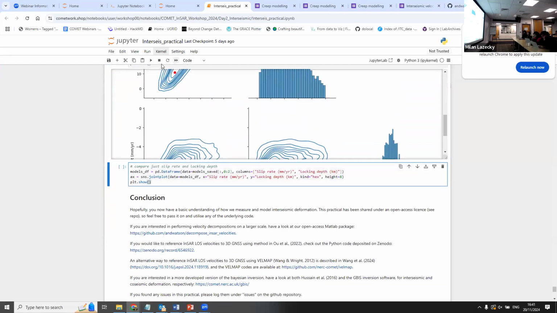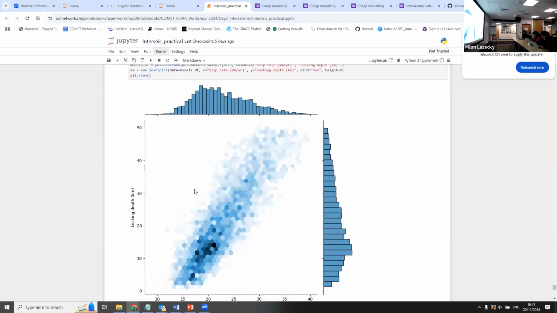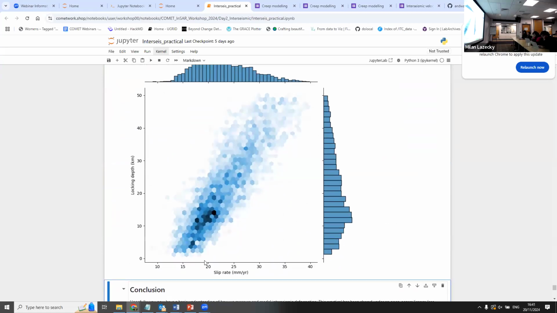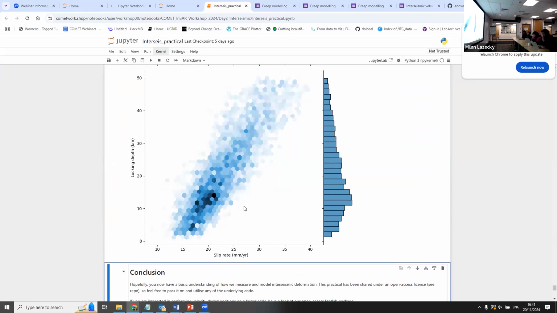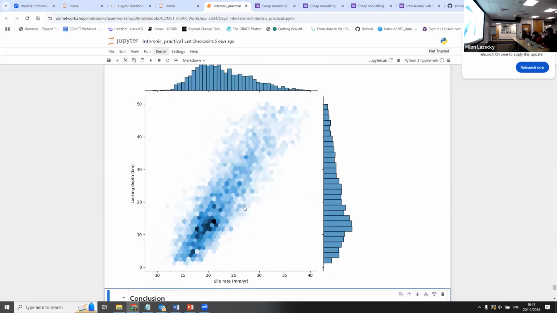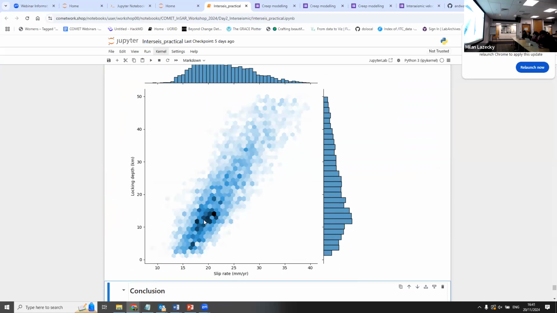So finally, you can also look more clearly at this correlation between locking depth and slip rate. Although there is a high correlation between locking depth and slip rate, most of the accepted models are focused on this region. It means that there may be a large correlation between the parameters, but I think most likely the best fit slip rate should be around this area. That's what the figure can show you.